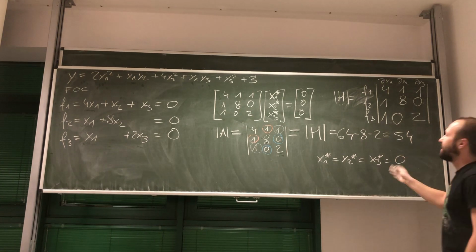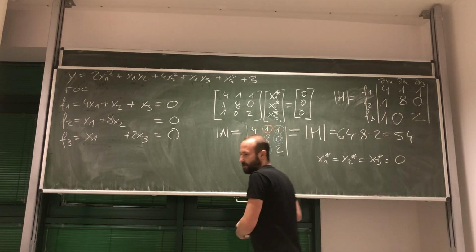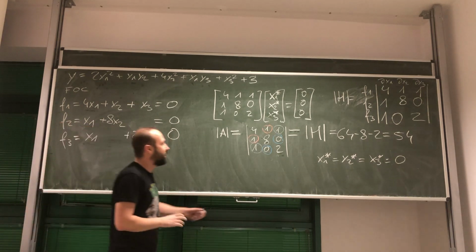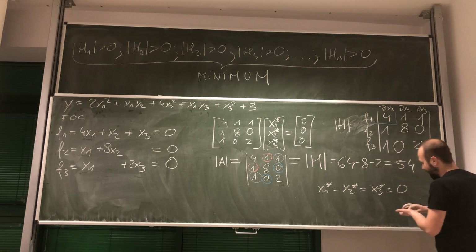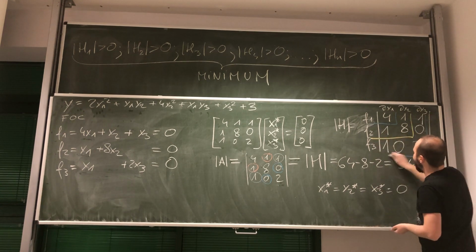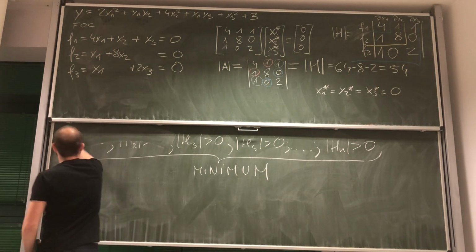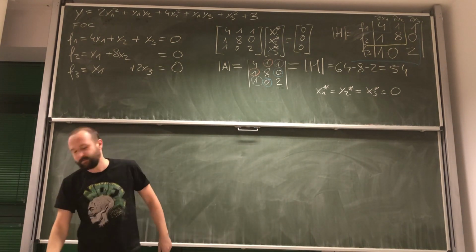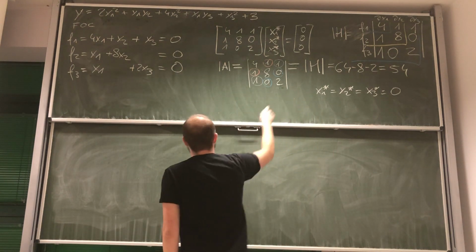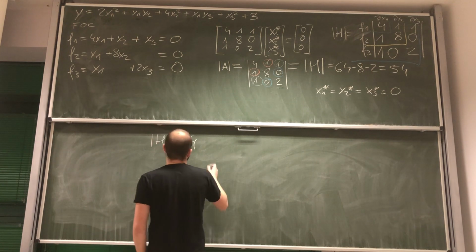Okay, so this one we've got in the bank. So we know that this is our candidate for maximum or minimum. But which one is this? Well, of course, again, what we need to do is to calculate the principal minors. This time, there's going to be three of them. This is going to be the first one, H1. This is going to be H2. And the whole thing is going to be H3. H1 in our case is simple, it's just 4, right? So it's bigger than 0.